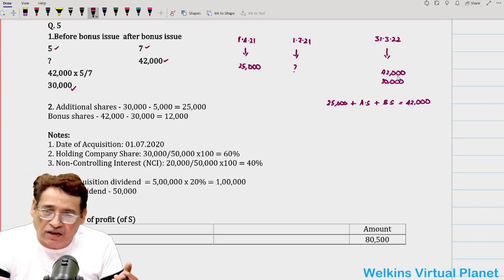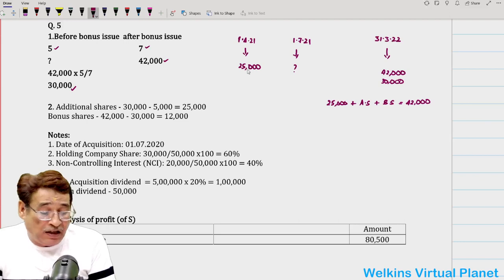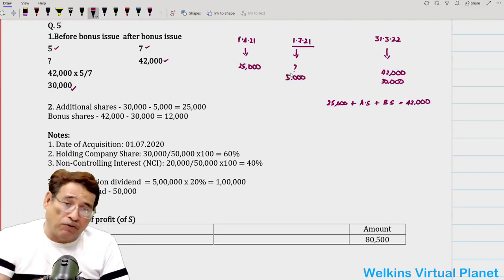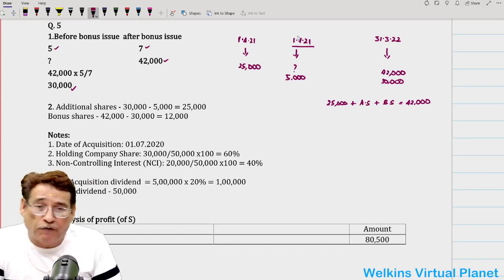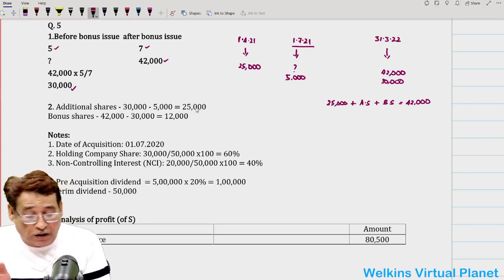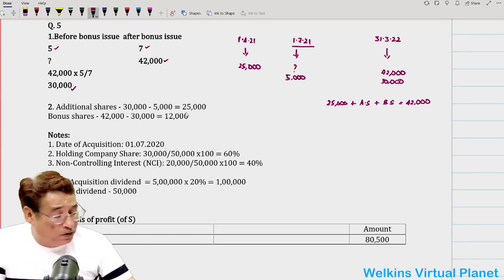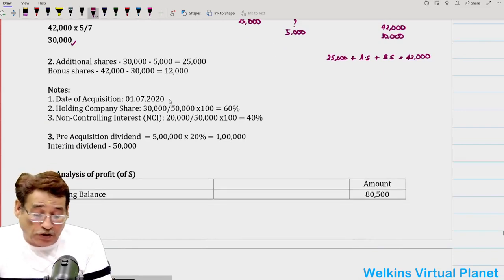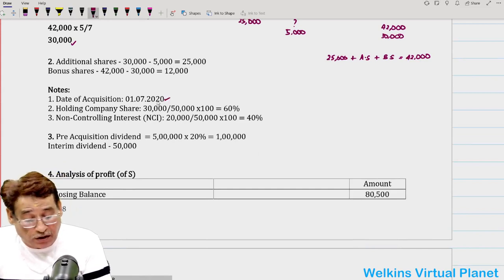Now I can say it in this manner. At the end of the year, I am having 30,000 shares prior to bonus issue, and earlier I am having 25,000 shares. So it means on this particular date, I must have acquired 5,000 shares. This is how I will derive 5,000 shares. This will become my date of acquisition also, because on this date I am not having the control. Now I am having the control. So additional share, I told you, 30,000 minus 5,000, 25,000 shares. And bonus share is equal to 12,000 shares, correct, which you received.